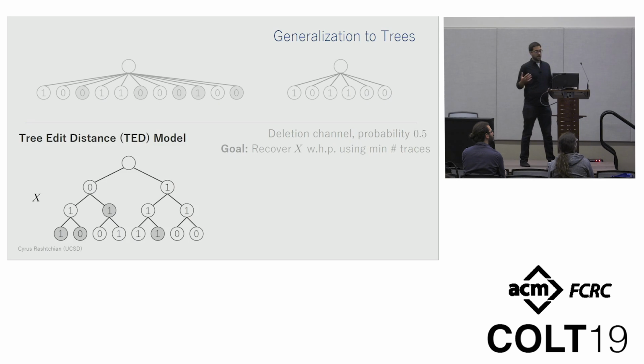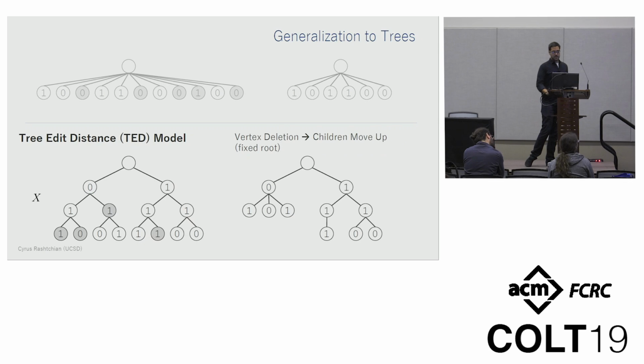In general, we look at arbitrary trees, and we define what we call the tree edit distance deletion model. Here, the nodes are deleted with probability half, as before. But then what happens is that the children are going to move up to become children of the parents. So instead of concatenating the remaining bits left to right, we use the tree structure. We keep the left to right planar embedding, but the children move up to become children of the parents. As you notice in this example, binary trees do not necessarily stay binary.